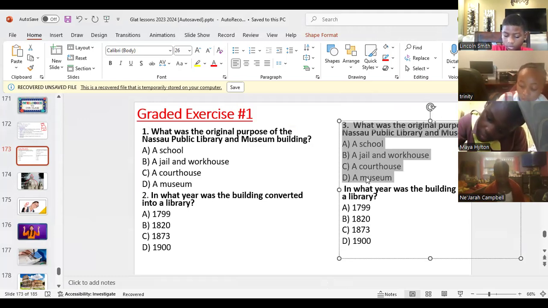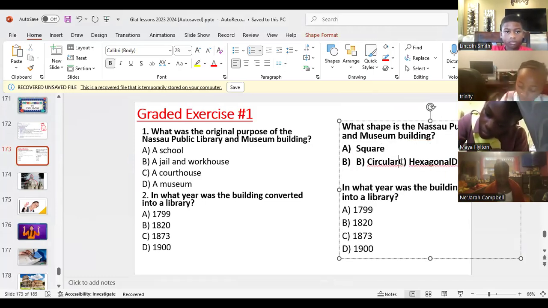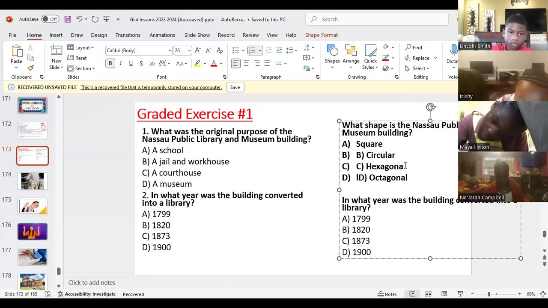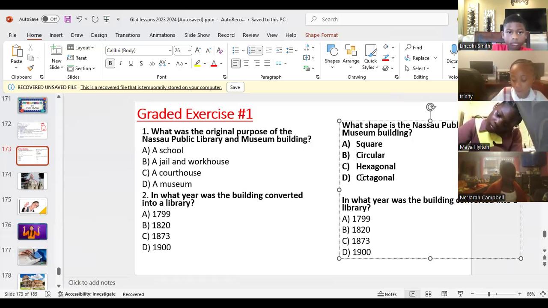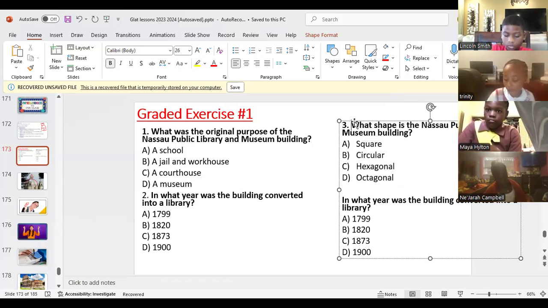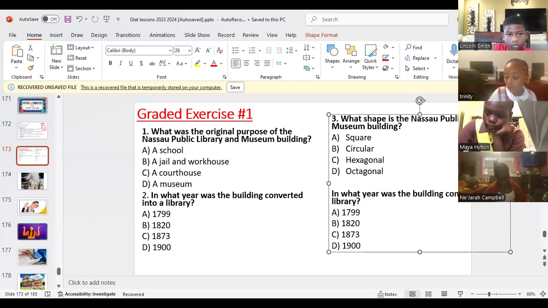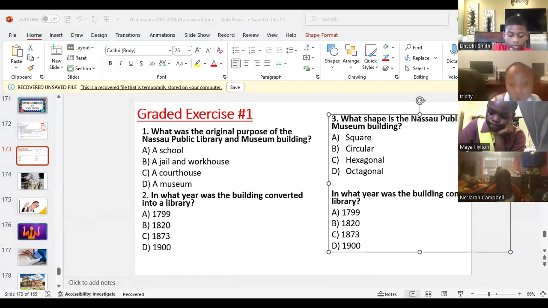What is the shape of it? And it's number 3. And then finally, number 4.